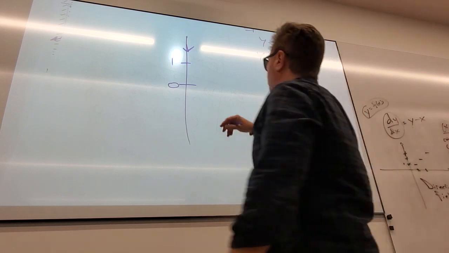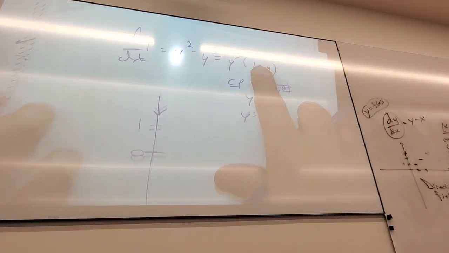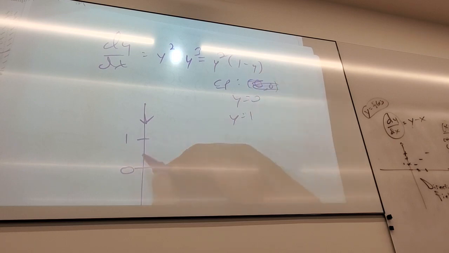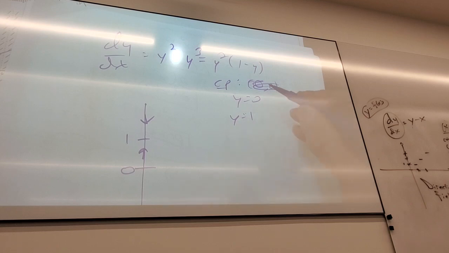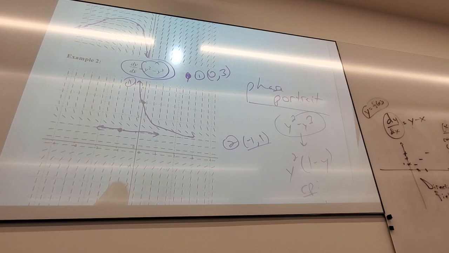What about between 0 and 1? Give me a number between 0 and 1. 0.5, I love it. So isn't that positive and that's positive? So it's going up between 0 and 1. And of course, what about below 0? Give me a number that's below 0. This is squared, so it's positive. 1 minus a negative is positive. Going up. And look back at the picture. Are they going up? Yep.